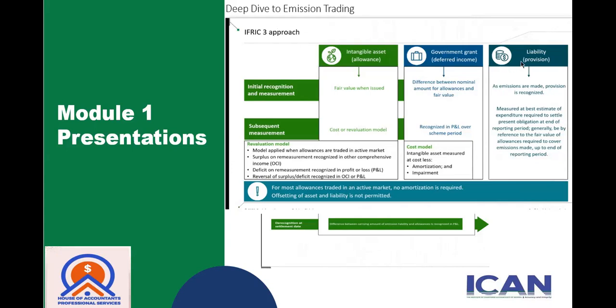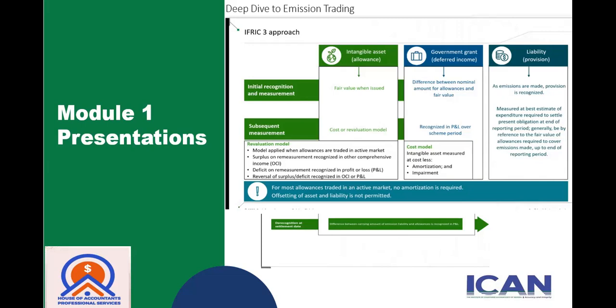I want to believe we are good with that. Now, you can also have another aspect of it that talks about liability, which is the provision. An emission made provision is recognized, measured at the best estimate of expenditure required to settle the present obligation at the end of the reporting date, generally by reference to the fair value of allowances required to cover emissions made up to the end of reporting. What we are saying here is simple. Okay? Don't forget the first two transactions, the first two entries, are talking about the company that was granted the allocation and the government that is granting that allocation.